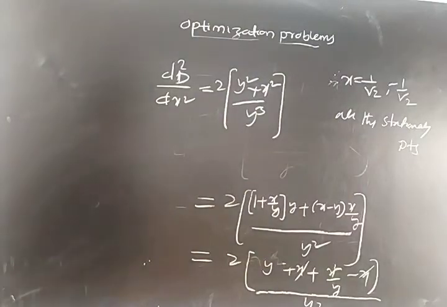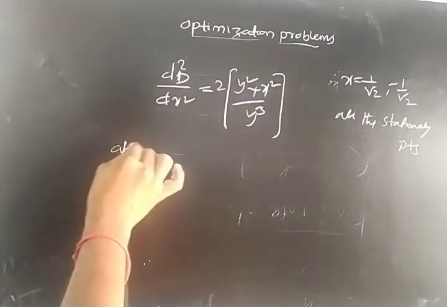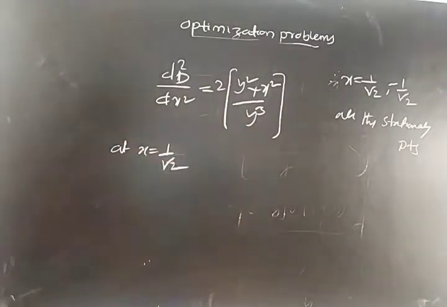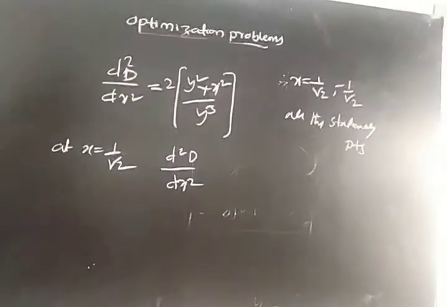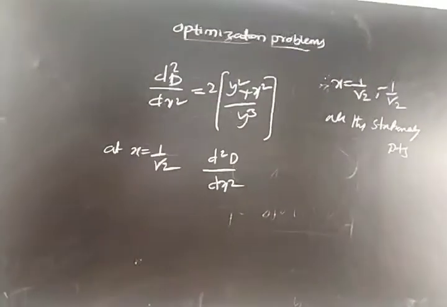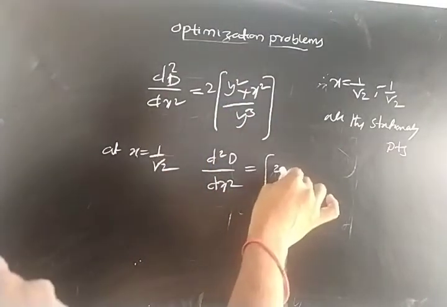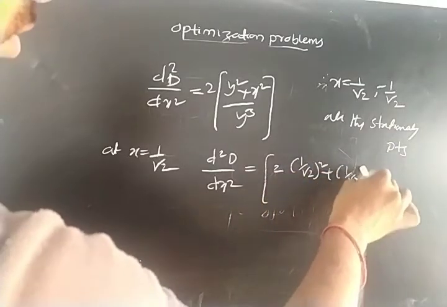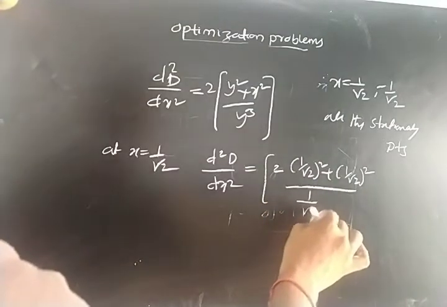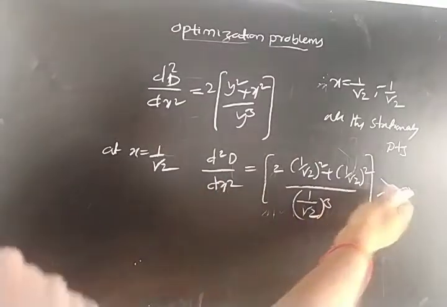by dx square. Now I am checking this second derivative at the point x equal to 1 by root 2. At x equal to 1 by root 2, what will we get? If x is 1 by root 2, y is also 1 by root 2, because x equal to y, right? I am substituting here 2 into (1 by root 2) whole square plus (1 by root 2) whole square by (1 by root 2) whole cube. So everything is positive, so this is greater. So we got d square D by dx square greater than 0.